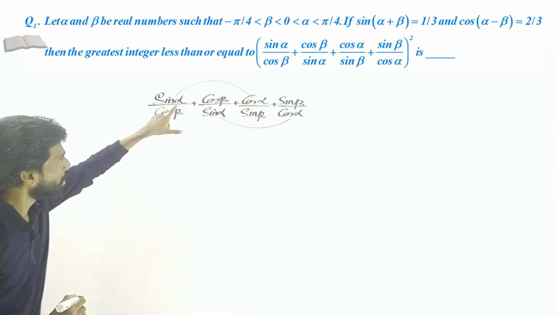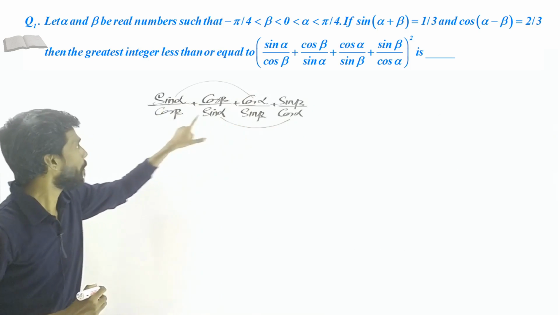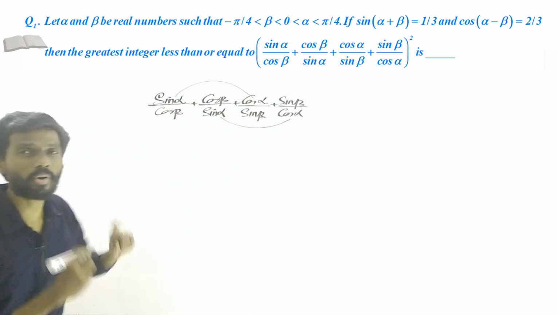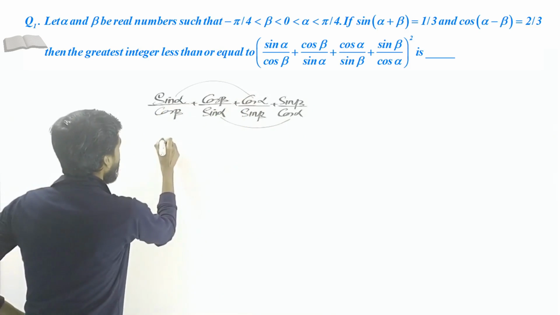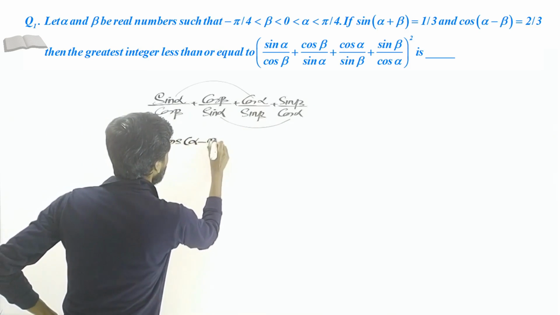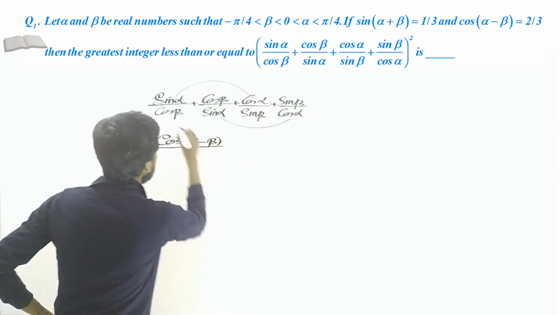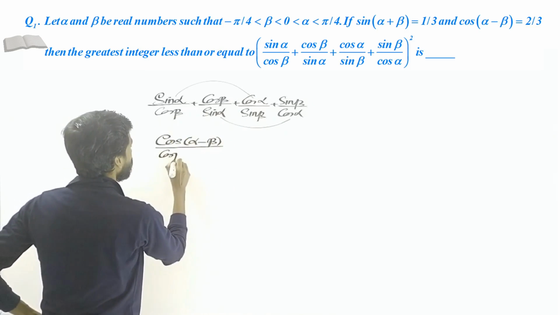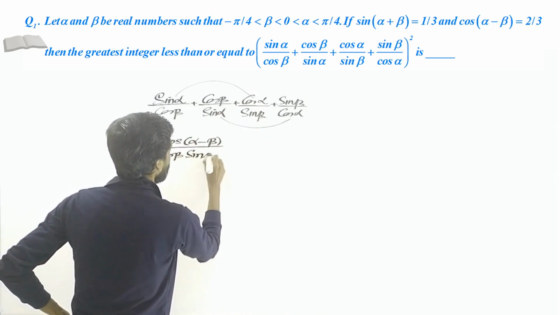I'm writing directly sine alpha, sine beta plus cos beta, cos alpha. It is like cos A cos B plus sin A sin B, so that can be written as cos(A minus B). So that will become cos(alpha minus beta), divided by cos beta, sin beta.